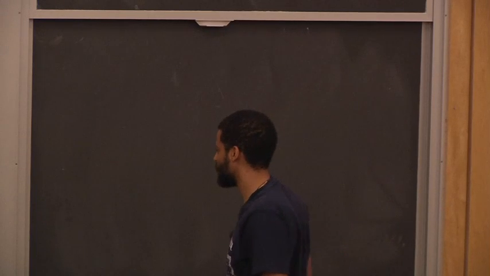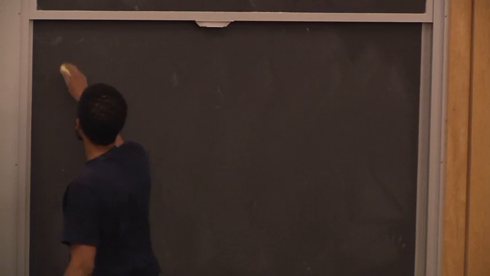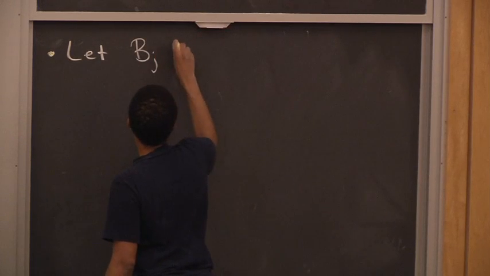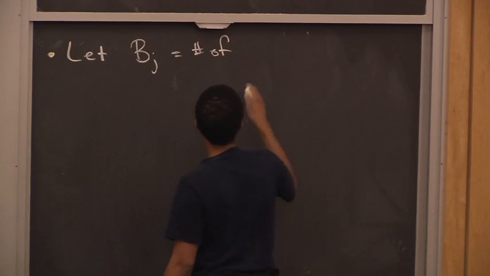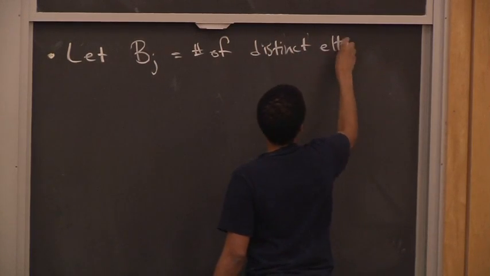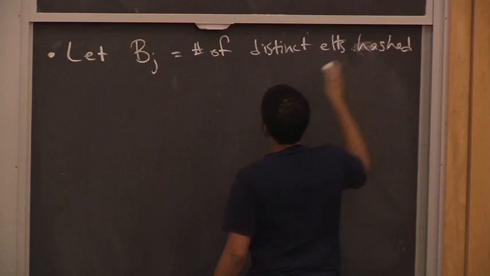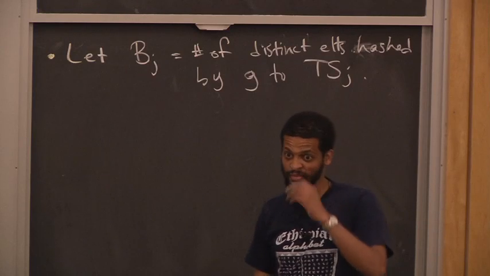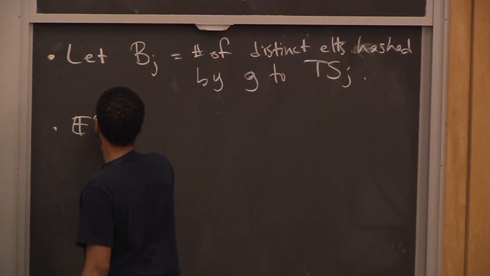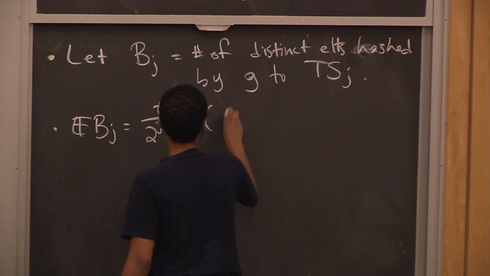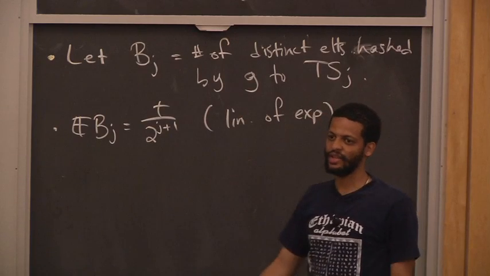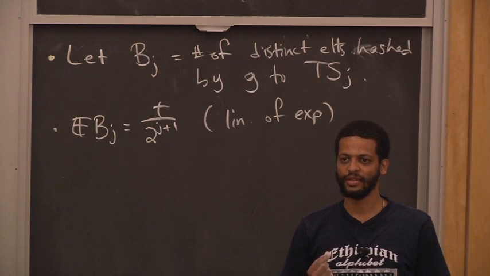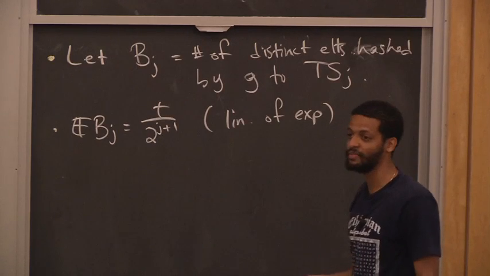Okay. So why does this work? Basically, let bj equal the number of distinct elements hashed by g to the jth data structure. The expectation of bj is equal to t over 2 to the j plus 1. This is just linearity of expectation. If you have a bunch of indicator random variables, where each indicator tells you whether or not item i mapped there, each has expectation 1 over 2 to the j plus 1. So the expectation of their sum, bj, is t over 2 to the j plus 1.